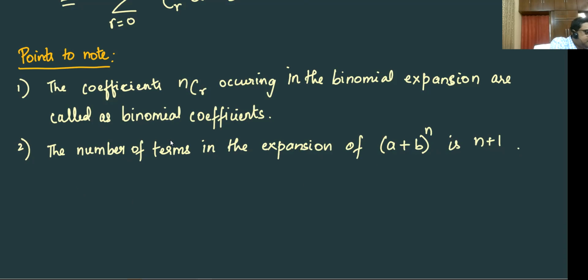Now the middle terms. If n is even, then n plus 1 will be odd, so there will be an odd number of terms. But when n is odd, then n plus 1 will be even, so we get an even number of terms.